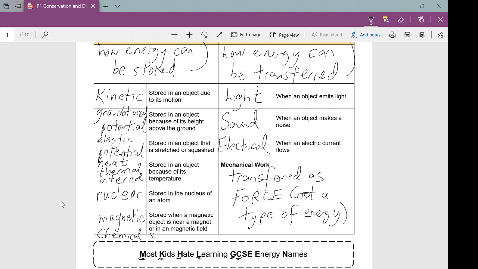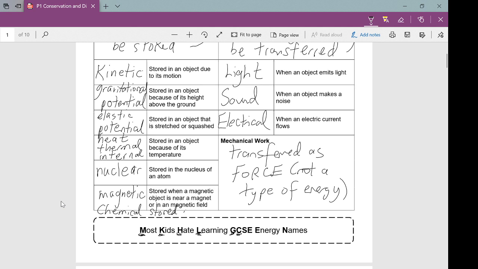I left out chemical here. Chemical energy stored. I need to edit this. Stored in chemicals. That's my bad, sorry guys. GCSE: S sound, E elastic, another E electrical, N nuclear.